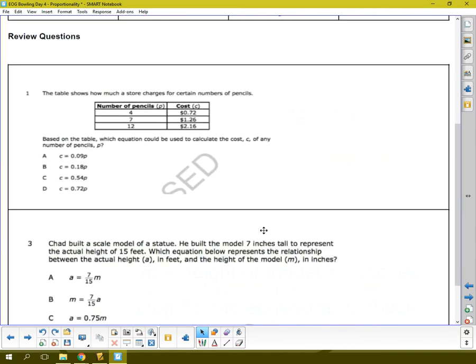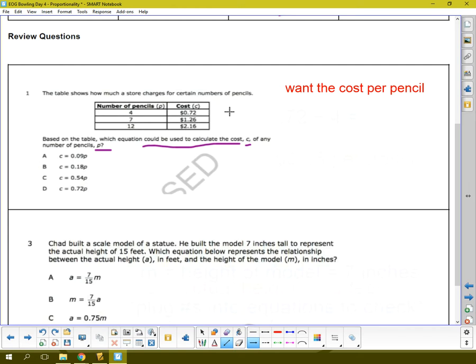All right. In number 1, it says the table shows how much a store charges for certain numbers of pencils. Okay. The first thing I want to know is which equation could be used to calculate the cost, C, of any pencils, P. So I want to calculate the cost per pencil there. I want to know how much one pencil costs. In order to do that, I can look at this chart and I can actually pick any row in this chart. I'm going to pick this one right here. And I'm going to see how much one pencil would cost if it was 72 cents for 4 of them.